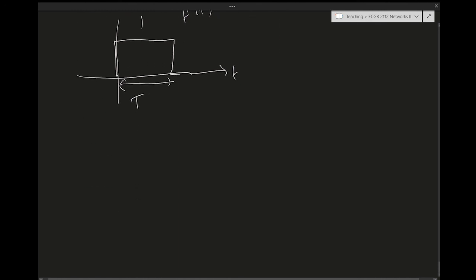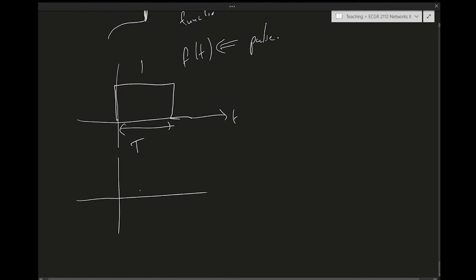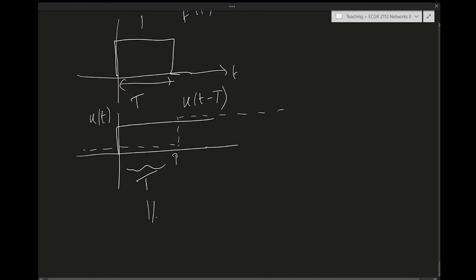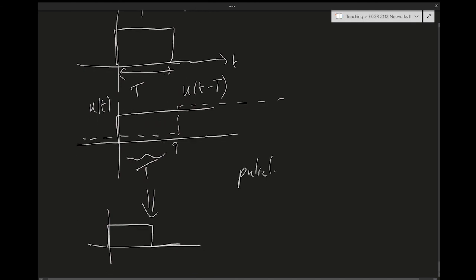I can just build a pulse from two step functions. So I can take one step function u of t and then take another step function that's shifted in time by an amount T. How do I shift a function in time? I do this, right? u of t minus T, and then I subtract them from each other. And when I subtract them from each other, I get the pulse. So the pulse of t is just going to be u of t minus u of t minus T.